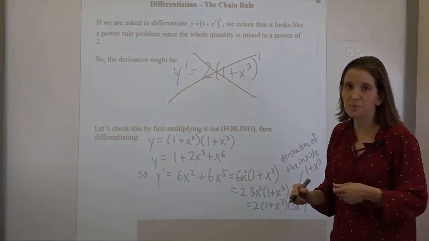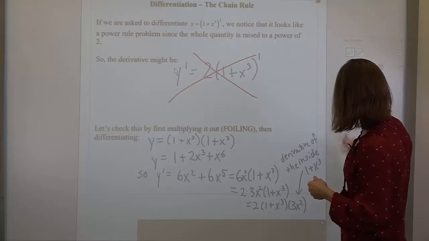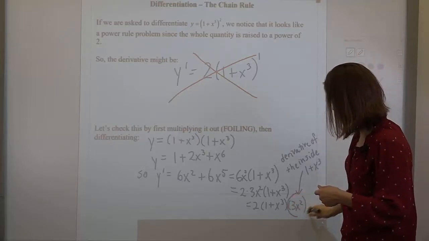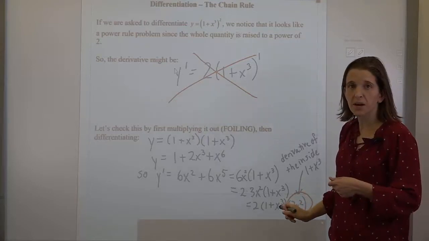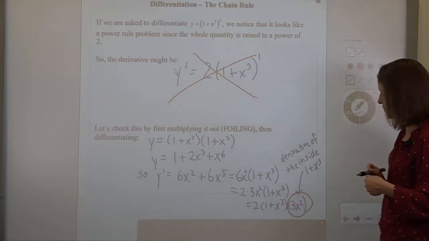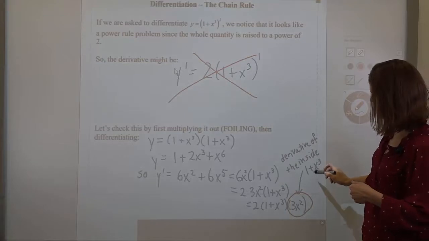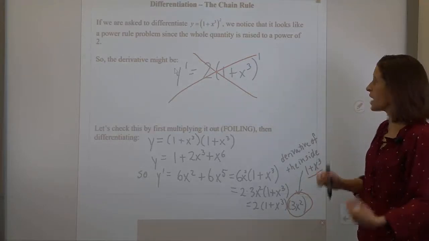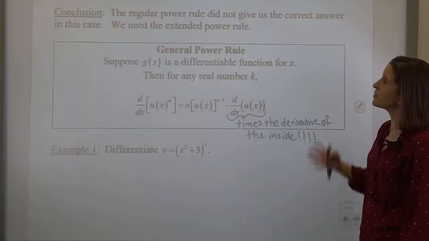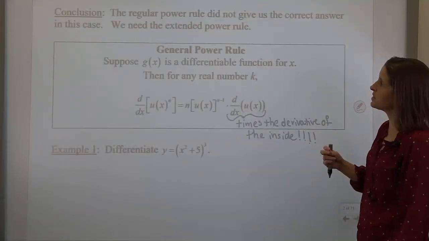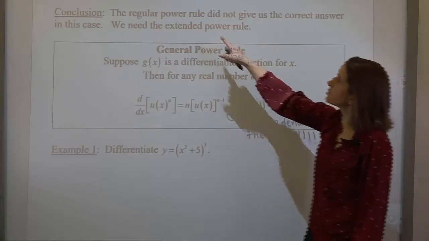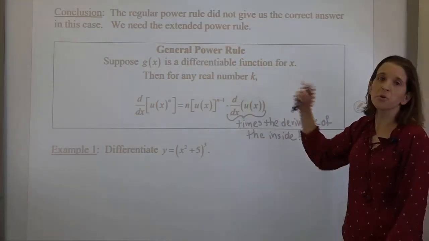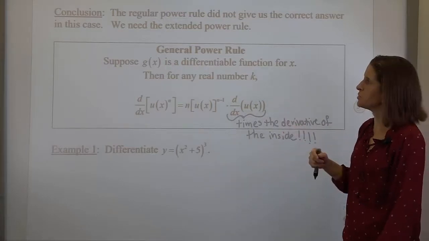All right, so make sure you put a big X through that. But down here is what is right. And what we want to notice is the difference is this 3x squared. Well, where does that 3x squared come from? It happens to be the derivative of that inside function, 1 plus x cubed. So that's going to be our first case of the chain rule, a specific case. So we saw that the regular power rule did not work, but we need something called the general or extended power rule, just depending on which book you read.